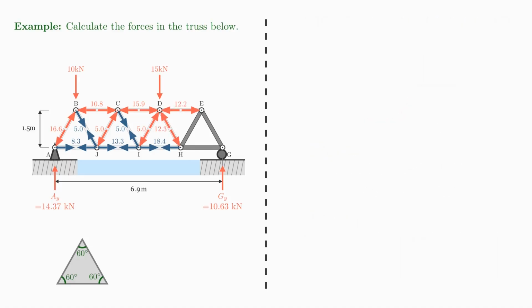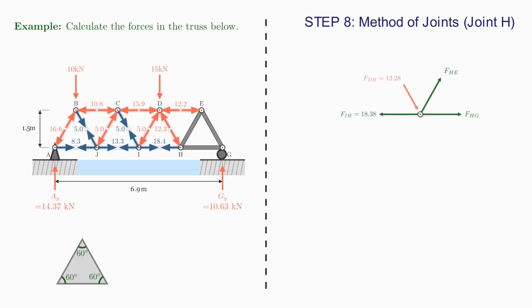Moving along to joint H, I draw the free body diagram, take the sum in the y direction. So acting downwards, I have minus 12.28 sine 60, and upwards, I have the FHE sine 60, and these add up to 0. So solving, I get that FHE is 12.28 kilonewtons, so it's under tension.